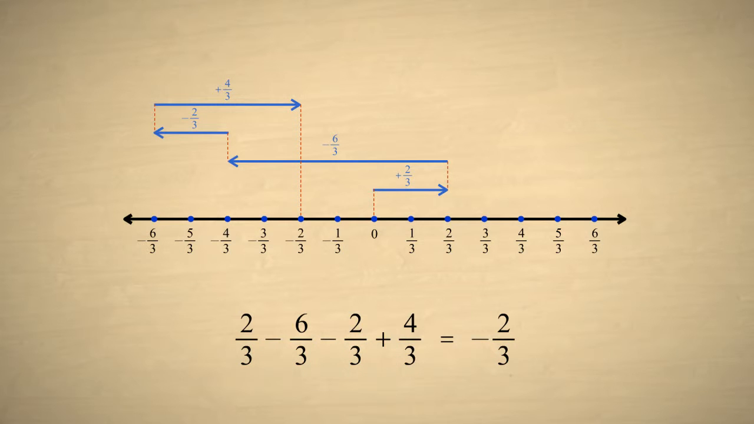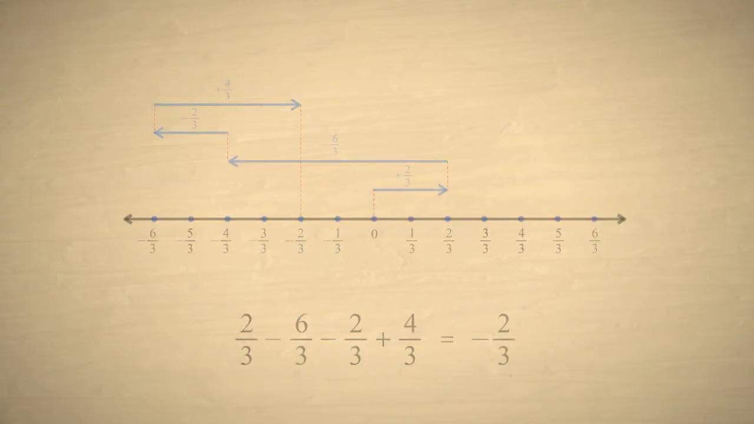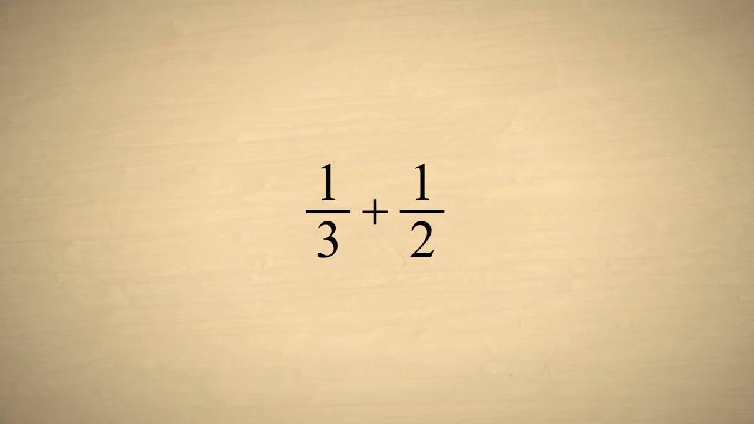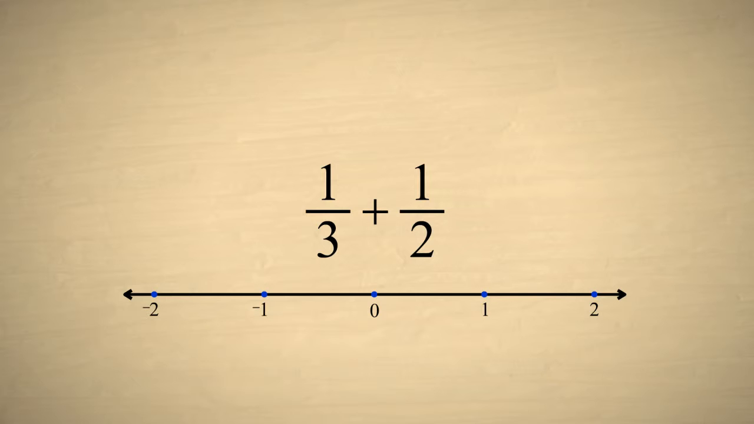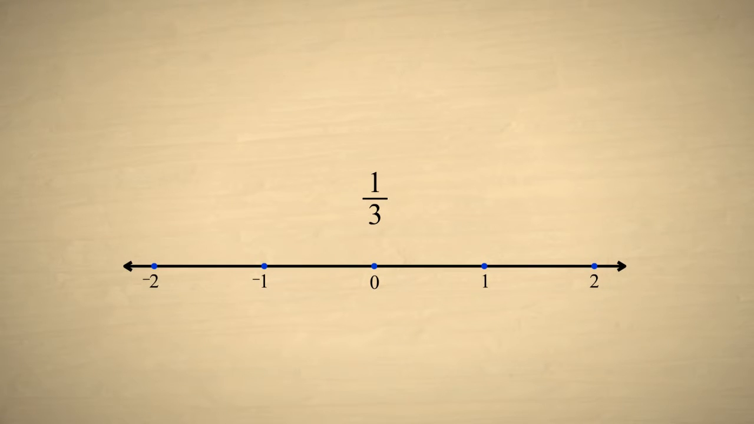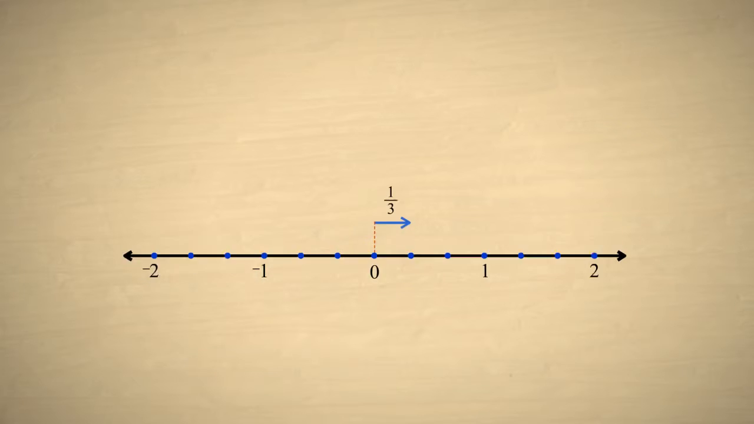But how can we add or subtract fractions whose denominators are not the same? For example, let's say that we want to add the fraction 1/3 and 1/2. We can use the number line to visualize this. Since the fraction 1/3 has a denominator of 3, each unit length on the number line is divided into 3 equal divisions. And the fraction 1/3 is represented by one of these divisions.